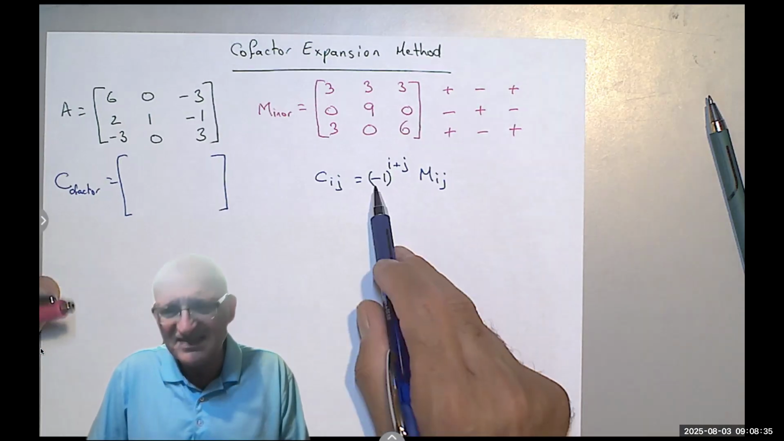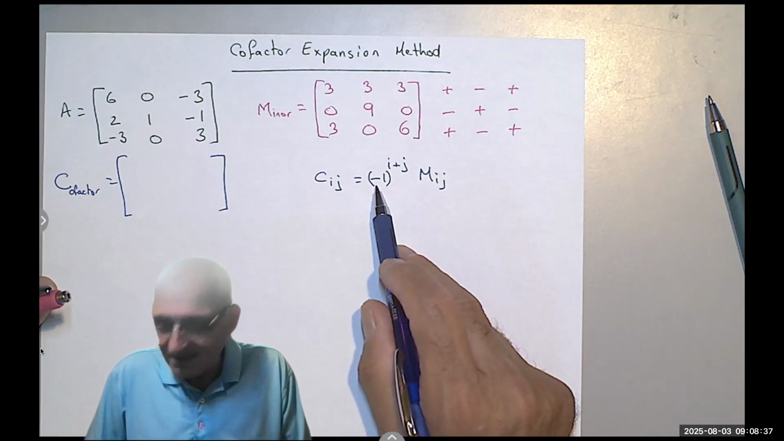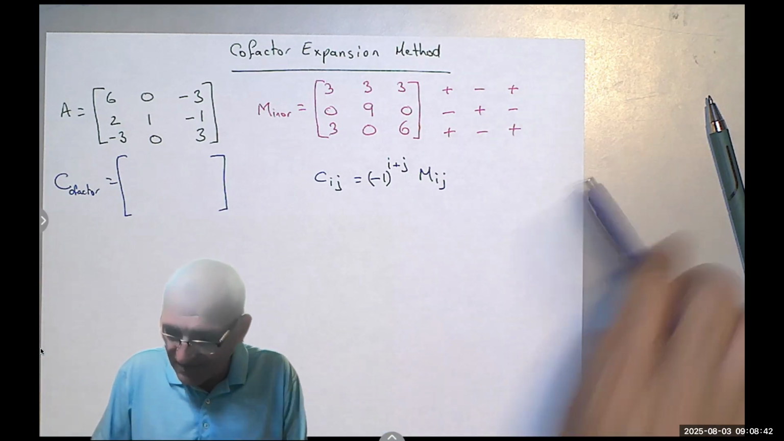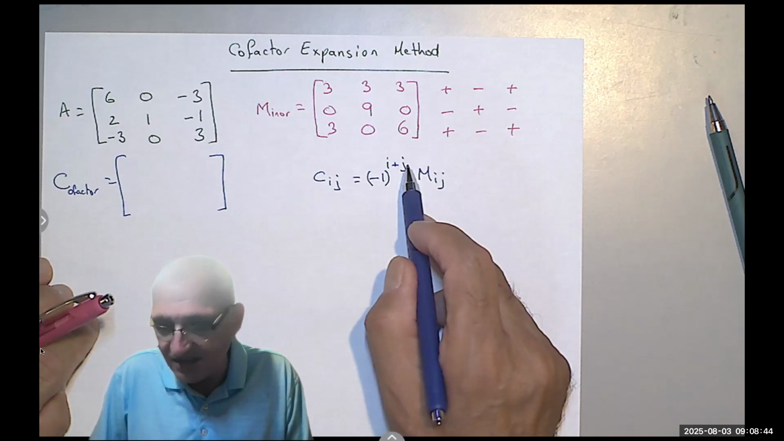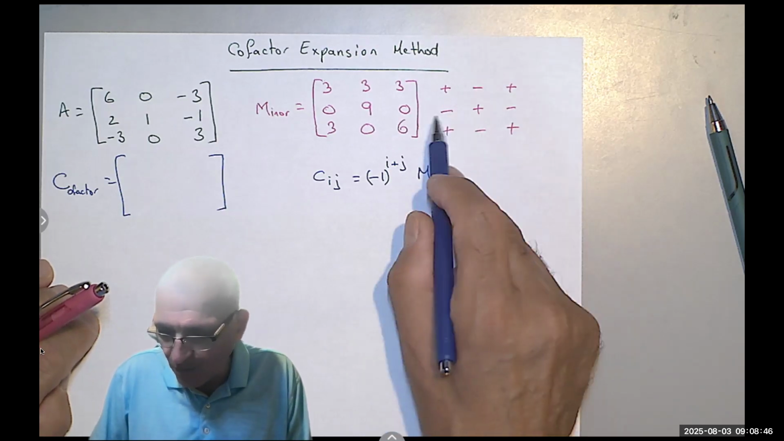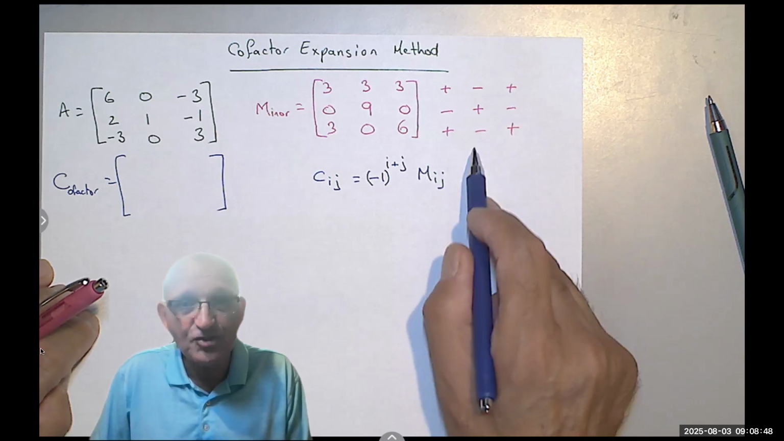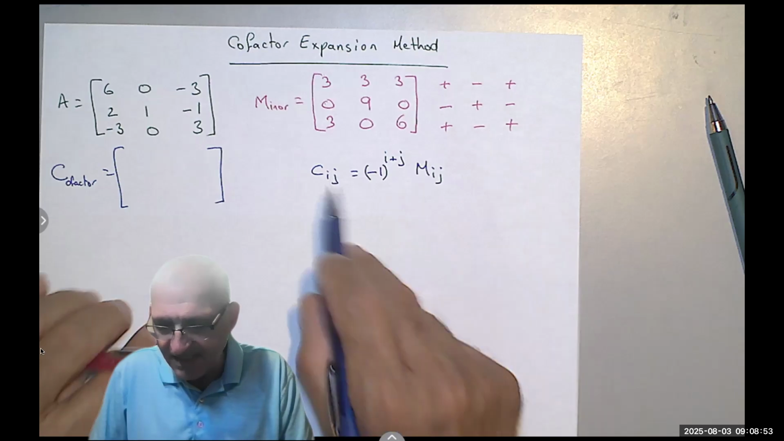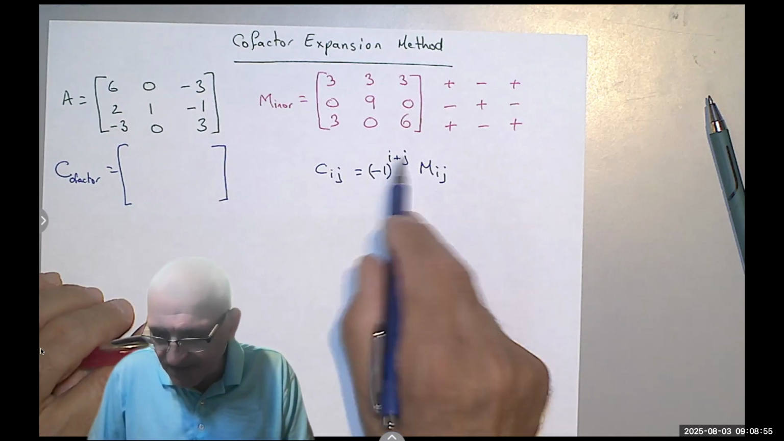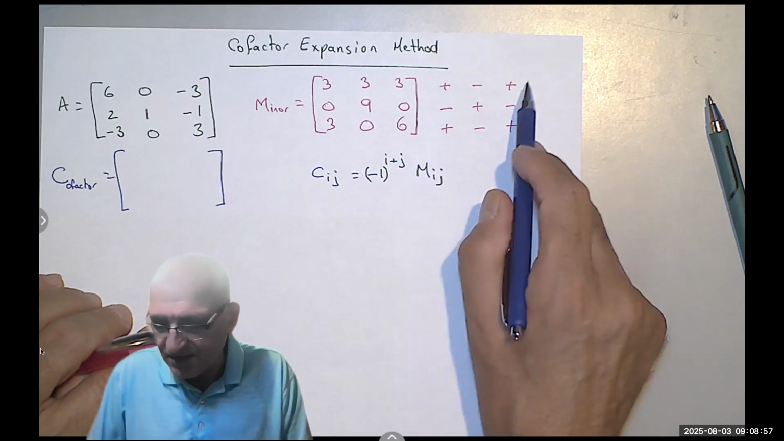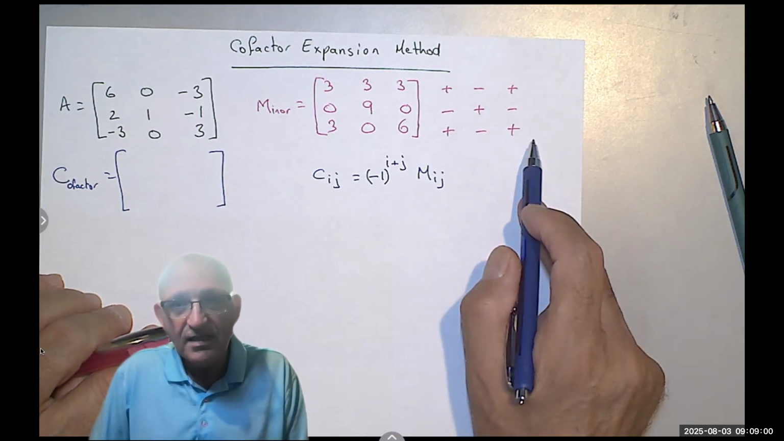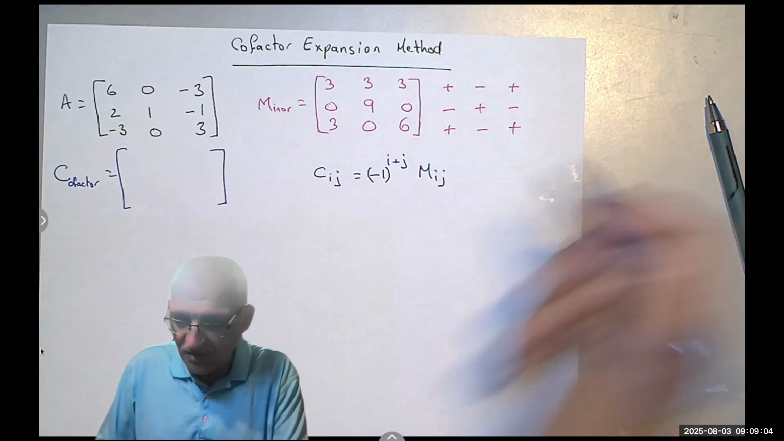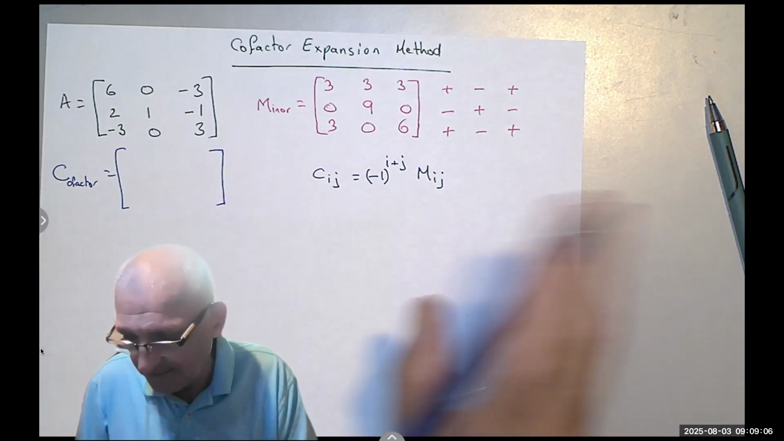So, what is that? Well, this is a -1 raised to a power. If the power is odd, meaning if the sum of the row and the column is odd, 1 and 2, 2 and 1, 2 and 3, 3 and 2, you change the sign of the minor and make it negative. If the sum is even, like 1,1, 1,3, 2,2, 3,1, 3,3, -1 to any even power is +1. So the cofactor and the minor are the same.